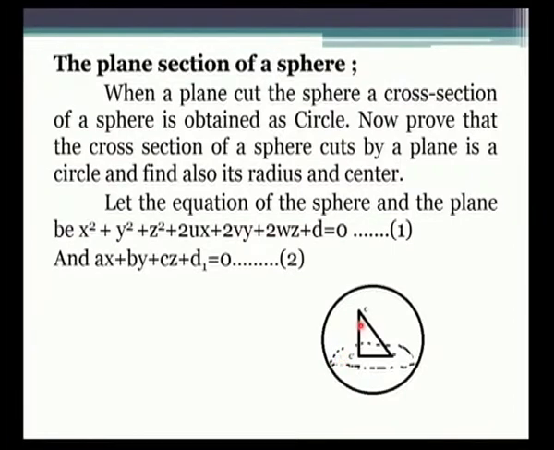Now we need to prove that the cross section of the sphere cut by a plane is a circle, and also find its radius and center. So if we prove that, then the plane section of a sphere is a circle. Let the equation of the sphere be given by this equation 1, and ax plus by plus cz plus d1 is equal to 0. Keep this as equation 2. This is the equation of a plane, and this is the equation of the sphere.